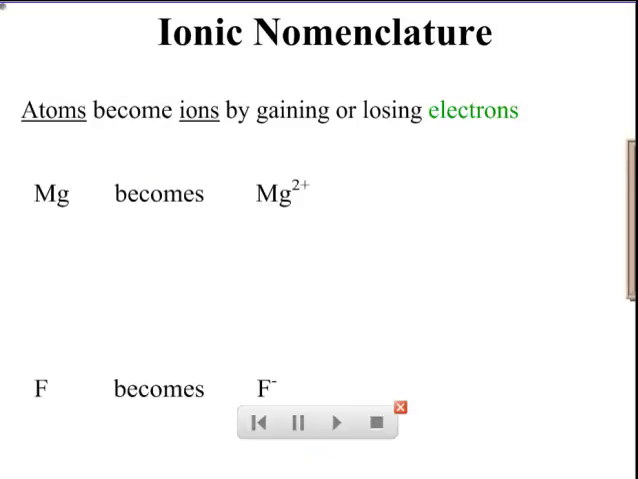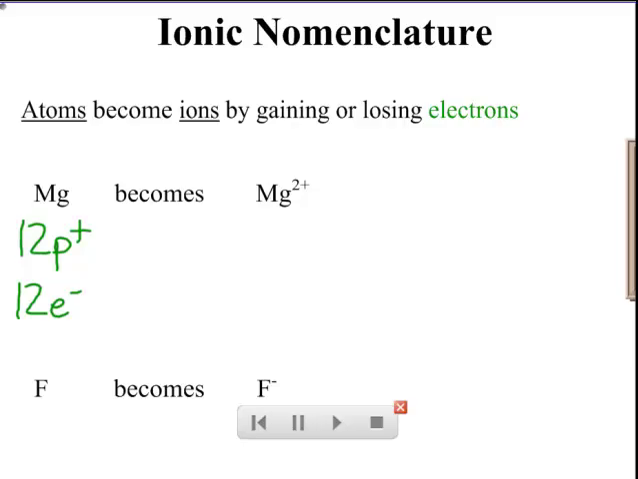But first, atoms have to become ions. They do this by gaining or losing electrons. For example, Mg always becomes Mg2+. How many protons does an atom of Mg have? When you look it up on the periodic table, it's 12 protons. How many electrons does an Mg atom have? That must also be 12 for it to be a neutral atom.